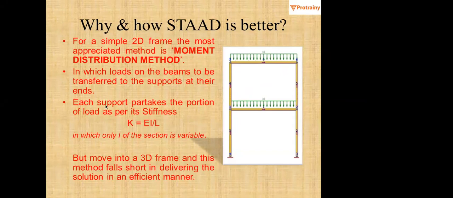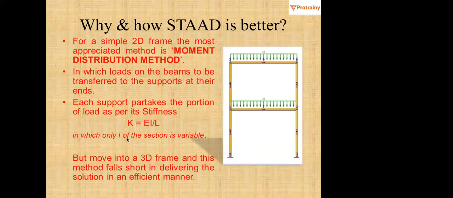So this is how it works. Each support partakes the portion of load as per its stiffness. And what is stiffness? K is equal to E times I upon L. What is L? The length of the particular element in consideration. I is the moment of inertia, which comes from the cross section of your element, and E is the modulus of elasticity, which comes from whatever material you are using. So E times I upon L is K, which is stiffness.